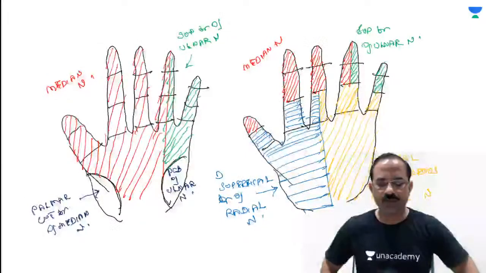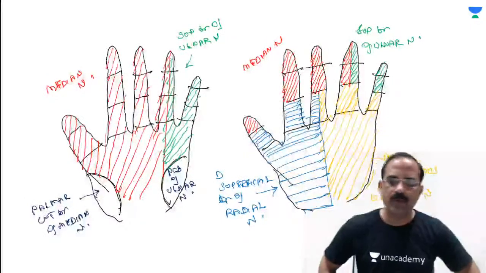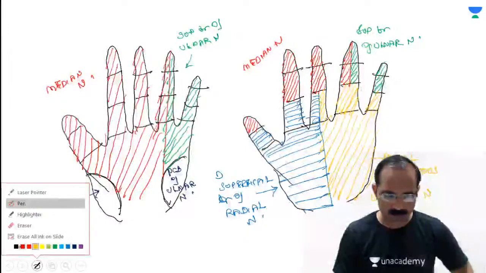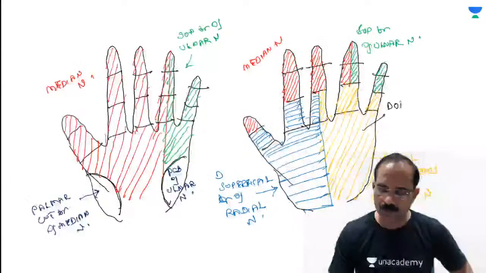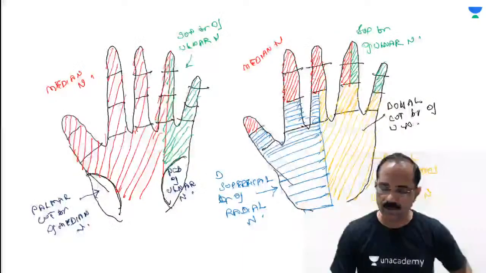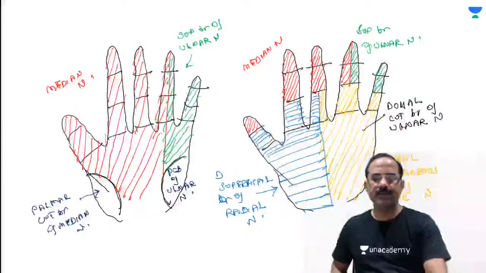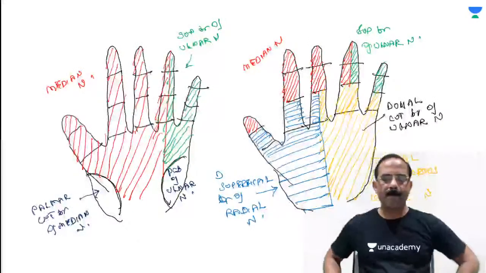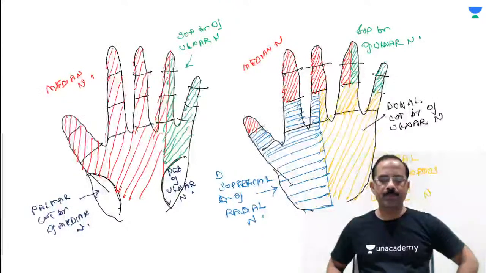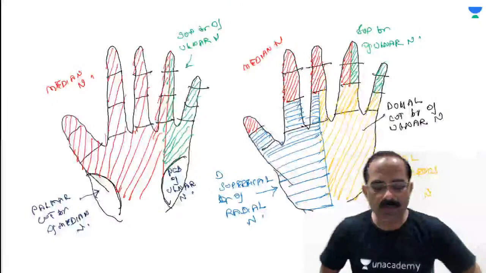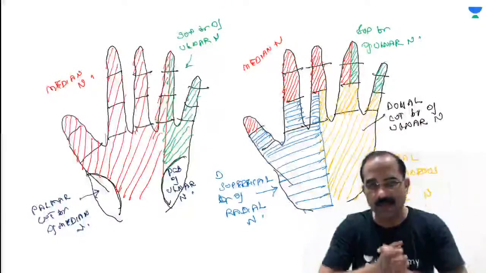I'll repeat this once again for you. That is dorsal cutaneous branch of ulnar nerve. You can't see this. दिख नहीं रहा है. This is dorsal cutaneous branch of ulnar nerve. I hope this should be clear now. Is this clear, students? Perfect. The cutaneous nerve supply of the hand, is it clear to all of you?